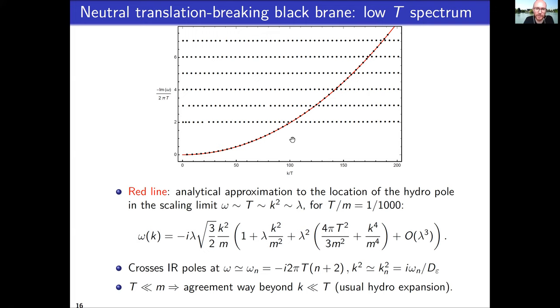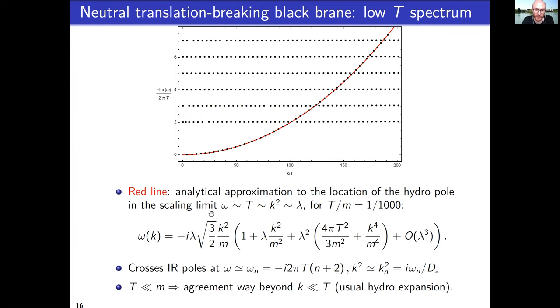So this is the pole spectrum. Then you see there's a red line, and there's something going on here when these poles cross one another. Maybe observe that these IR poles have a very weak k dependence. This is because it's completely suppressed at low T compared to the k dependence of the diffusive mode. It's there, but when you zoom out, you just cannot resolve it by eye.